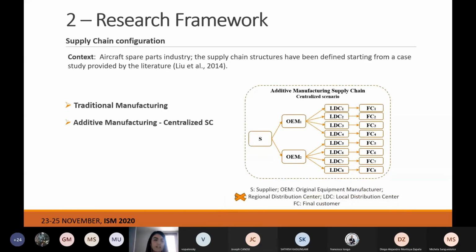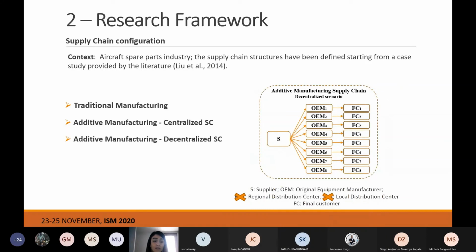The second configuration is based on additive manufacturing, but it maintains a centralized structure. The idea is to model a supply chain similar to the previous one, just changing the production strategy. In this case, the two regional distribution centers both become producers, and they serve the smaller local distribution centers located close to the final user.